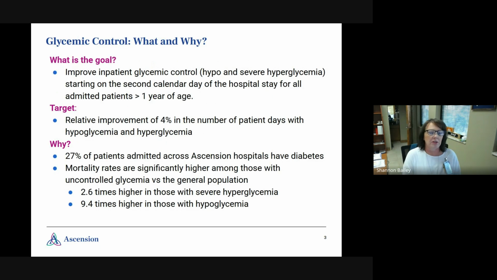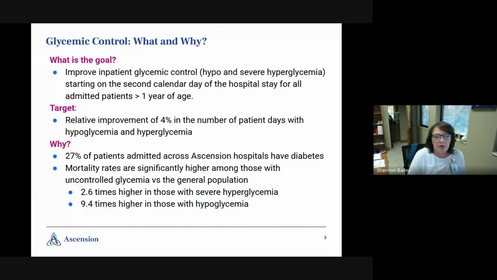So why are we doing this? I'm sure you guys have all heard about the inpatient glycemic control strategic goal that we had during the fiscal year 2025. Our goal set by Ascension was to improve patient glycemic control, which includes hypoglycemia and severe hyperglycemia, starting on the second calendar day of the hospital stay for all admitted patients that are greater than 1 year of age. Ascension had set the relative improvement goal of 4% improvement over that fiscal year 2025, which I'm happy to say we did meet in terms of hypo and hyperglycemia patient days.